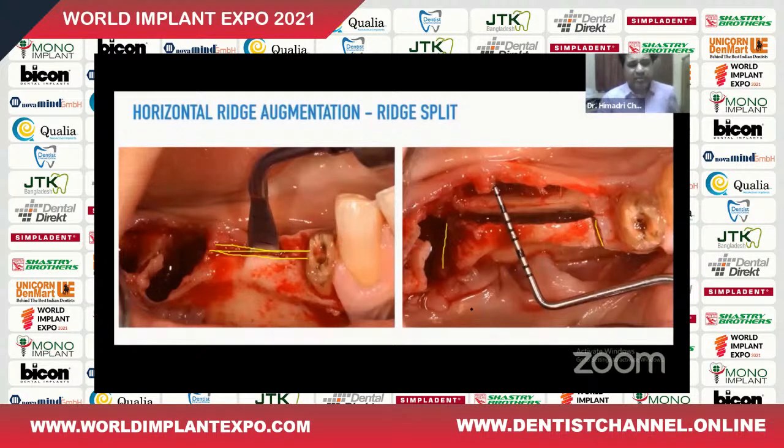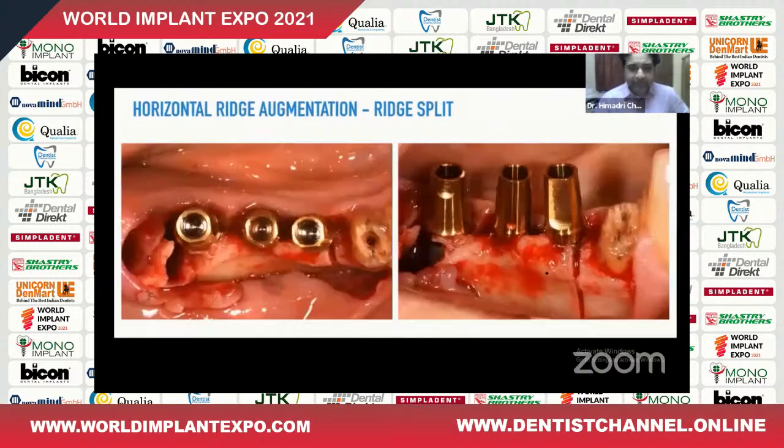But I'm not going into that complicated kind of augmentation in this presentation. So now you can understand that after split, you have been able to increase 1, 2, 3, 4, 5, 6, 7, 8. So your ridge now becomes 8, 8.5 millimeters. So you can place the implant very well. And if this one is well stabilized and you find this ridge is quite having a volume, you don't need to augment from outside. You can augment only inside.